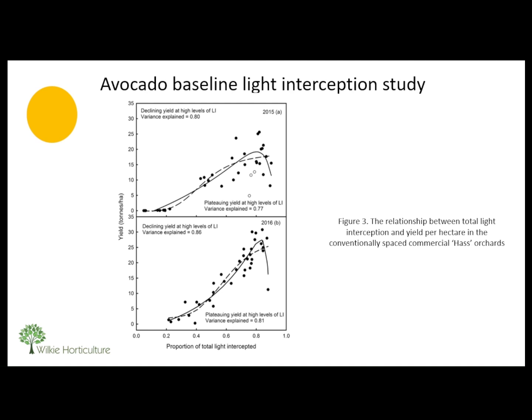Once again, it may be that the relationship plateaus, or that as we move above 80% total light interception, we get a decline in yield. Once again, we didn't feel we were able to confidently say that we either continued to plateau or we got a decline in yield after we moved above the 80% light interception.